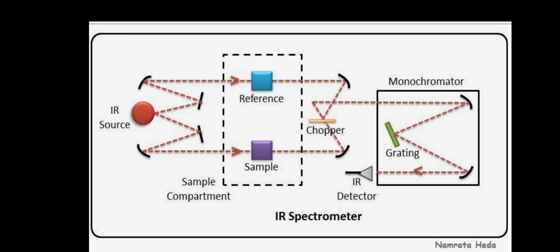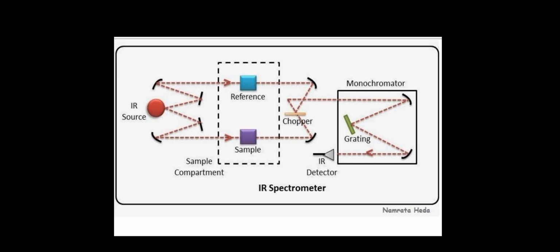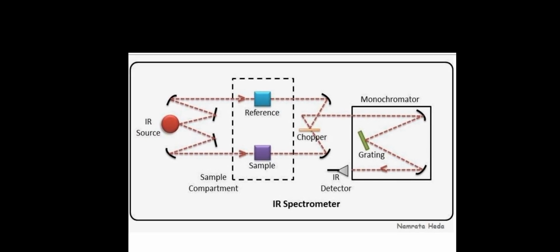source from which the radiation passes to reference and sample, and their absorption occurs, and the transmitted amount of light is passed to the chopper. The chopper collects the light and then passes it to the monochromator. The monochromator basically does the function of separation of monochromatic light from polychromatic light, and then this monochromatic light is passed to the IR detector where the amount of transmittance and the amount of absorbance is detected.